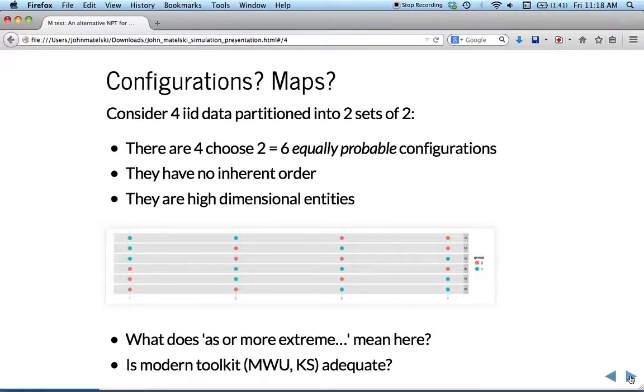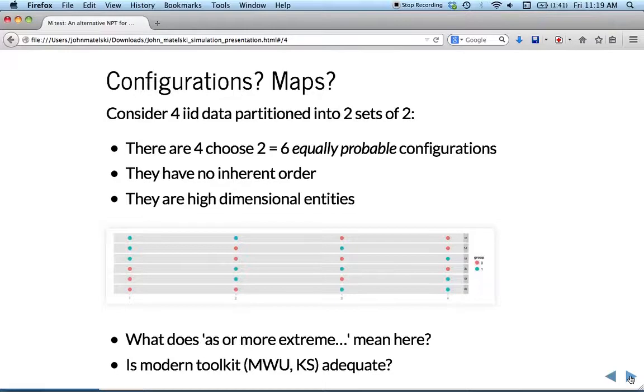So in the context of typical statistical testing, such as the t-test, what we strive to do is to get a p-value, a probability of seeing data as or more extreme than what we saw. So the question is, in this context, what does that actually mean? Is configuration 1 as or more extreme than configuration 6? Or how would you attach probabilities to these? So how do these rank, and what are their probabilities?